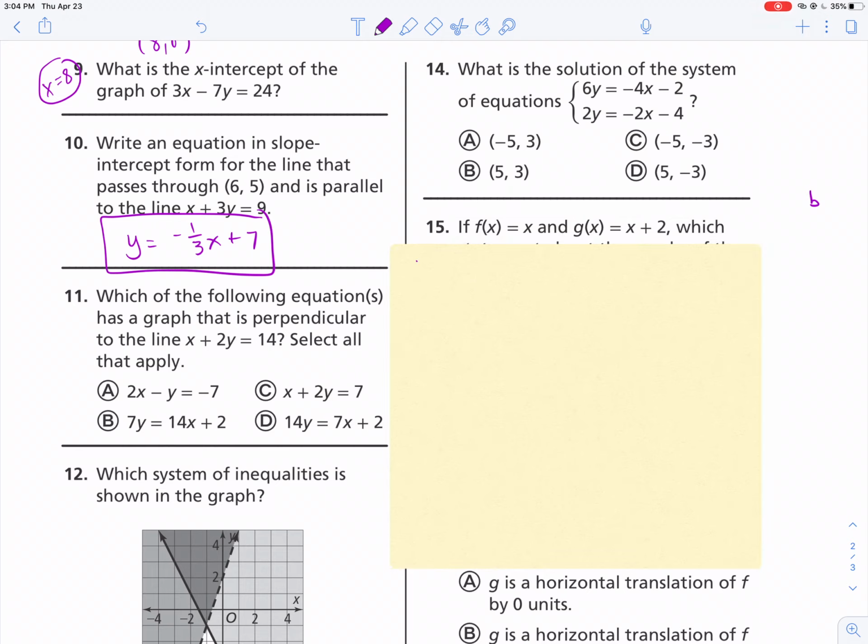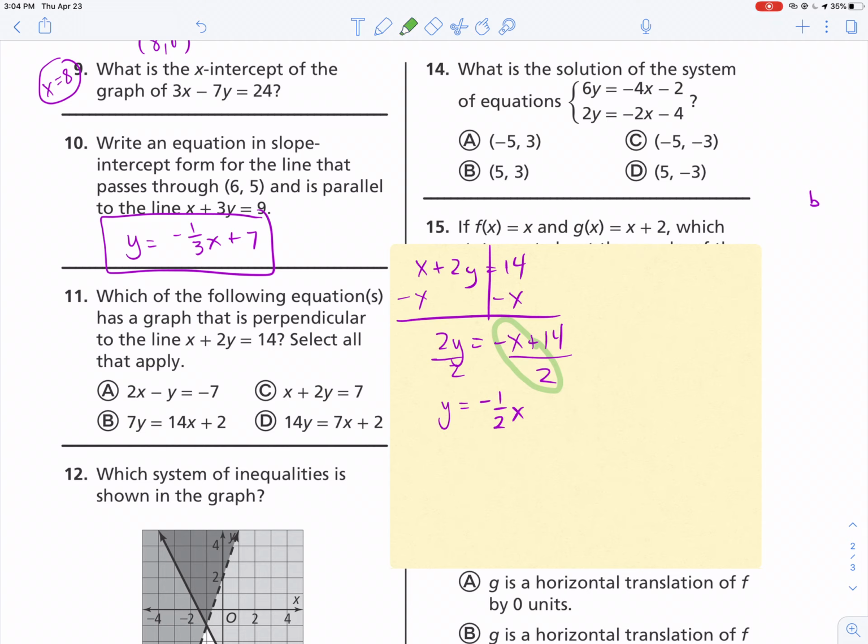So starting off, we have x plus 2y equals 14. So we need to get the slope of our original equation. So we're going to subtract x from both sides. We're going to have 2y equals negative x plus 14. We're going to divide by 2 on both sides. And we get y equals negative 1 over 2 x. And then we have 14 divided by 2, which is going to give us 7. So that's our slope, negative 1/2.